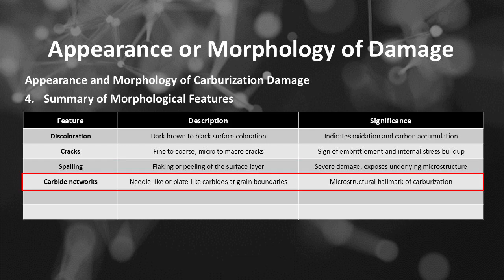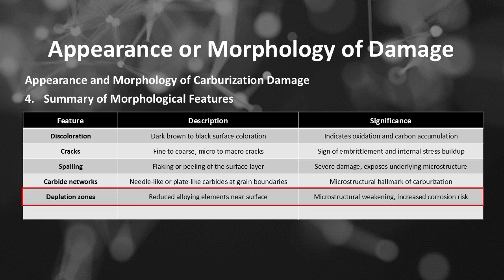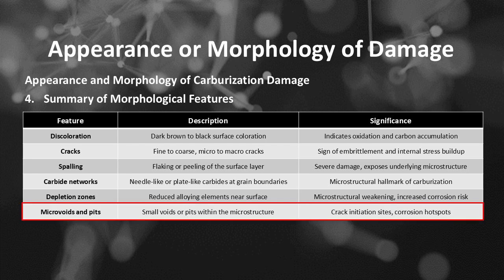If the feature is carbide networks, then its description is needle-like or plate-like carbides at grain boundaries, and the significance is that it is the microstructural hallmark of carburization. If the feature is depletion zones, then its description is reduced alloying elements near the surface, and the significance is microstructural weakening and increased corrosion risk. If the feature is microvoids and pits, then its description is small voids or pits within the microstructure, and the significance is crack initiation sites and corrosion hotspots.